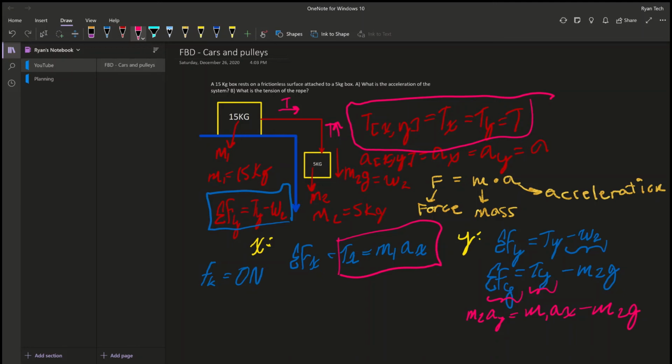Now, in order to simplify things and factor out acceleration, we're going to have to move m1a to the other side by subtracting both sides by m1ax. So we have m2ay minus m1ax is equal to negative m2g.